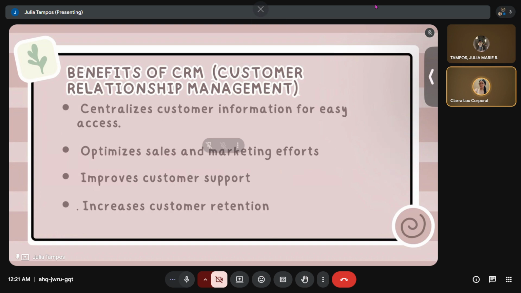Number three, it improves customer support. CRM allows support teams to respond faster and give better solutions. If a customer complained before, the staff can see it and avoid repeating the same mistake.